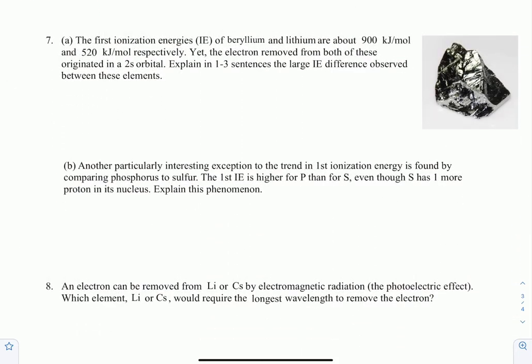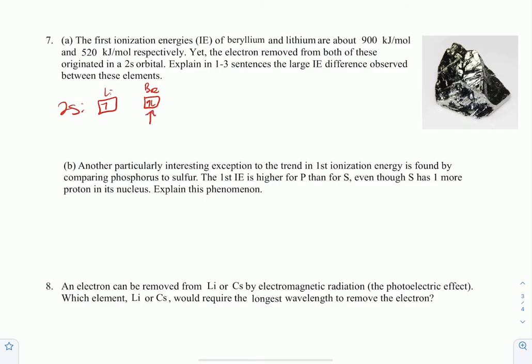All right, number 7. The first ionization energies of beryllium and lithium are about 900 kilojoules per mole and 520 kilojoules per mole, respectively. Yet the electron removed from both of these originated in a 2s orbital. Explain in 1 to 3 sentences the large ionization energy differences observed between these elements. If I have an orbital diagram here, this would be lithium right here, but this would be beryllium, and we've got 2 right there.